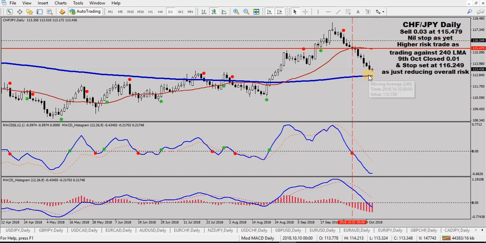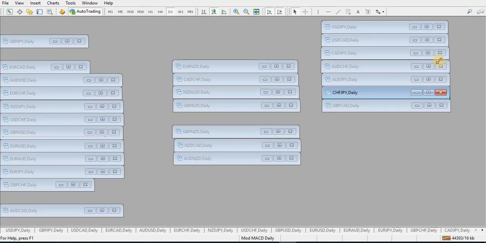It's getting close to that 240 LMA. You can see momentum's on the standard MACD just rolling a little bit, and the fast MACD's just rolling a little bit. So all I'm doing is taking some profit and leaving some on the table if it continues down.